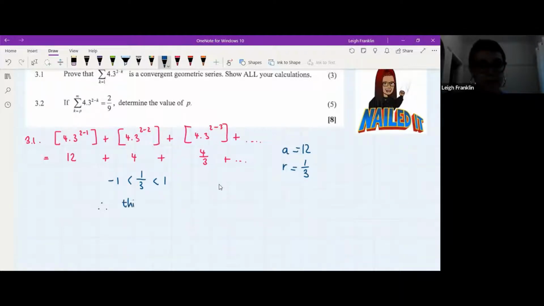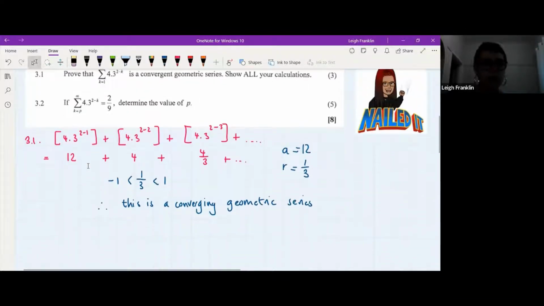this is a converging geometric series. Okay. Perfect. Awesome.